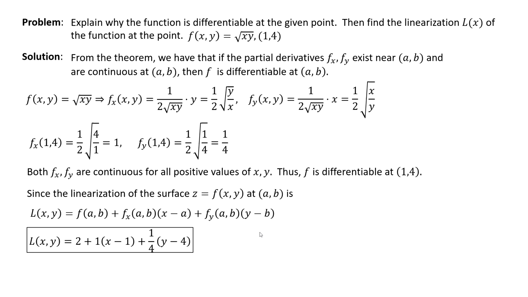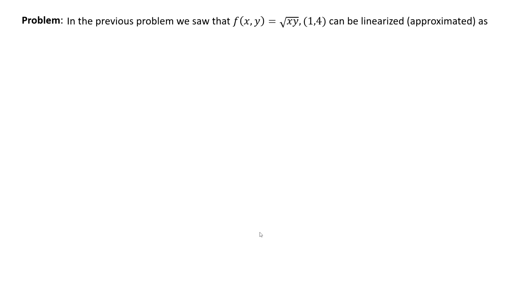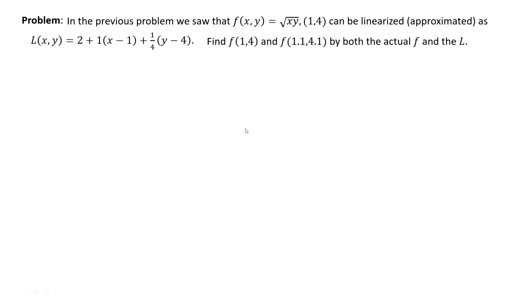Take a good look at this. Next, in the previous problem, we saw f of xy. As promised, why do we need this stupid linearization, man? We need this because of this. Check this out. Was the original function square root of xy? And was the linearization this? Okay, now find f of (1, 4). And also find f of (1.1, 4.1).